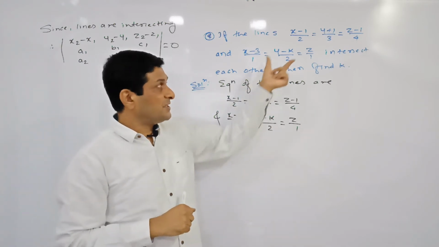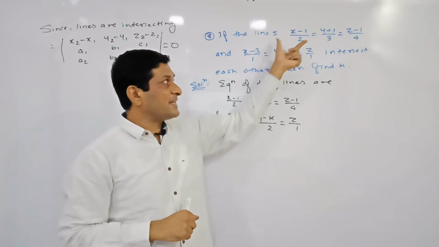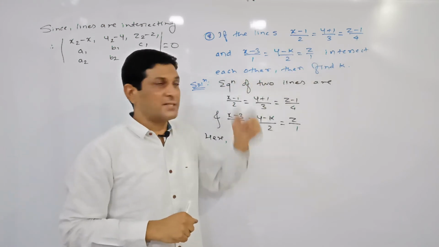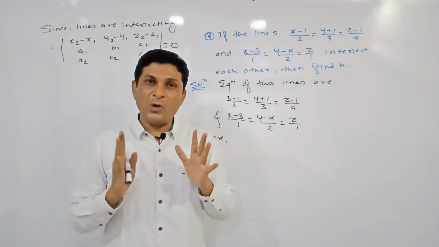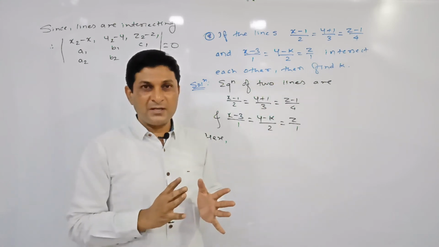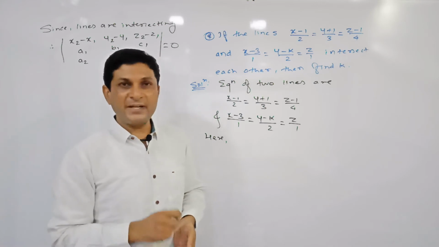Observe the given condition in this example. Equations of two lines are given to us and these two lines intersect each other. Using this condition, we have to find the value of k. Already we have seen the conditions which are satisfied if lines are intersecting.